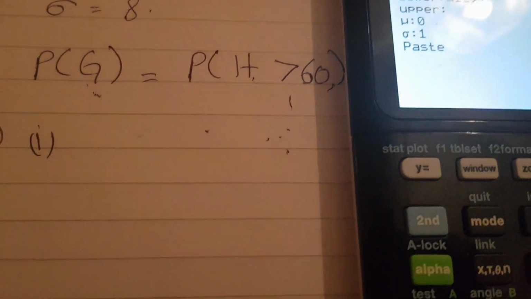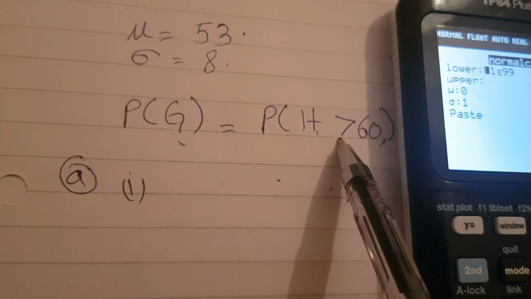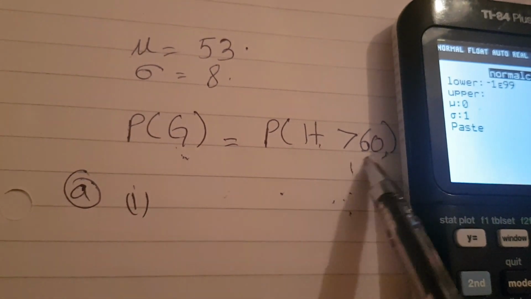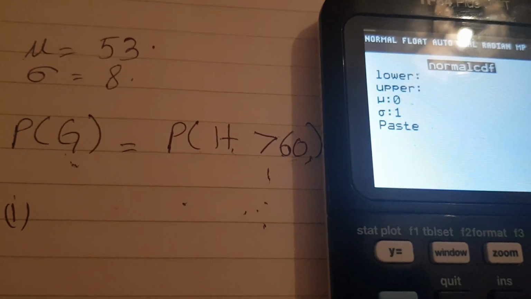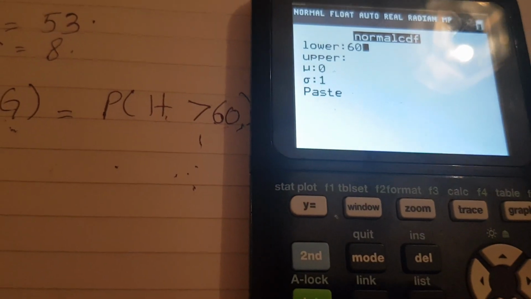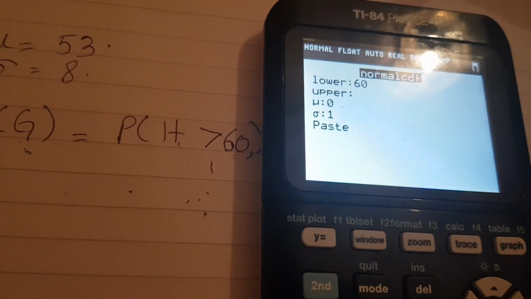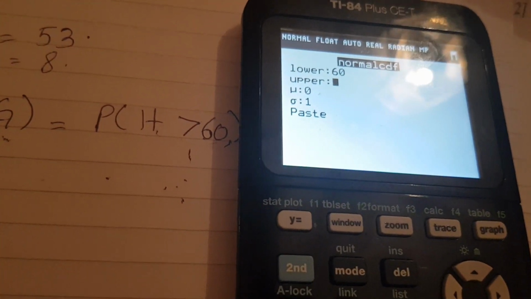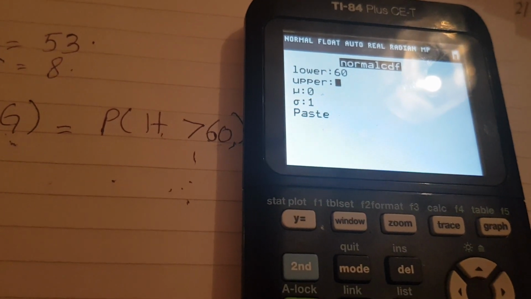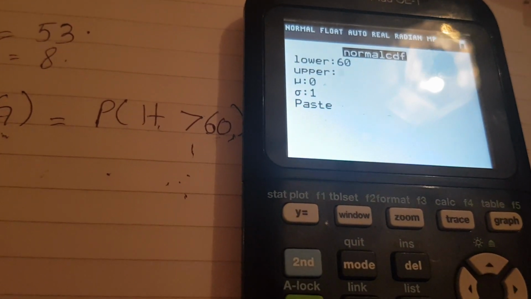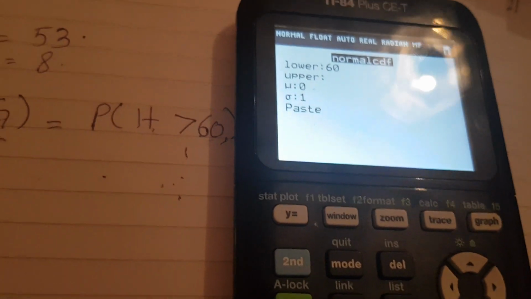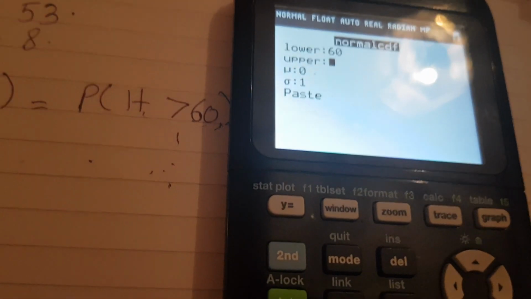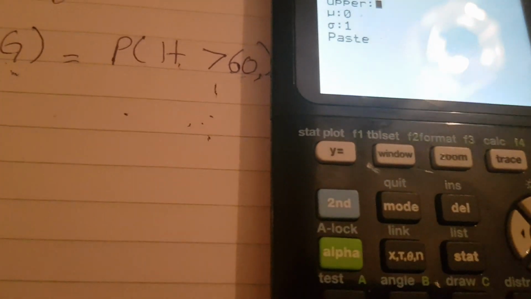Okay, what will be the lower limit? The lower limit will be, because h is greater than 60, 60. And what will be my upper limit? Upper limit is actually not given, that till this height you will call it giant. It's like any big value. So whenever I use graphical calculators, I always input the value 999 because it's a big number and it gives a very accurate result also.